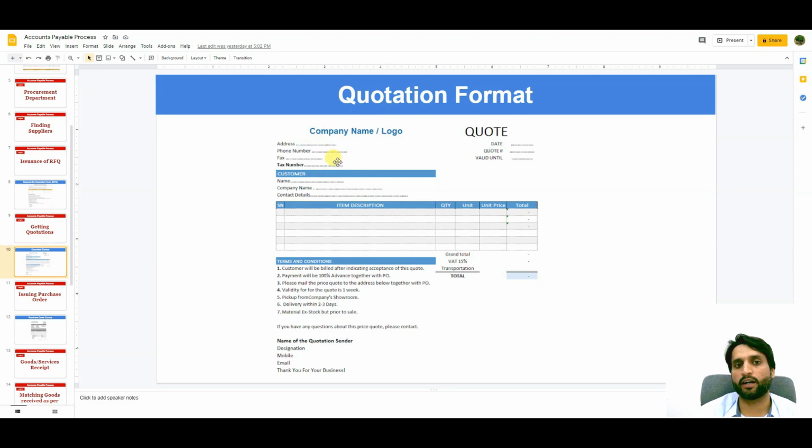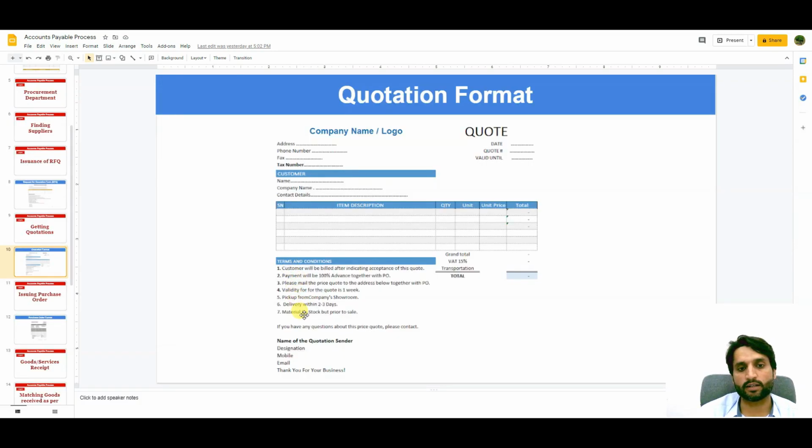Here is the supplier information, here the customer, our company information, here the description, quantity, unit, unit price and total, including tax and transportation, whatever the cost of the material will be. Here on the top, date of the quotation, quotation number, and what is the validity of the quotation.